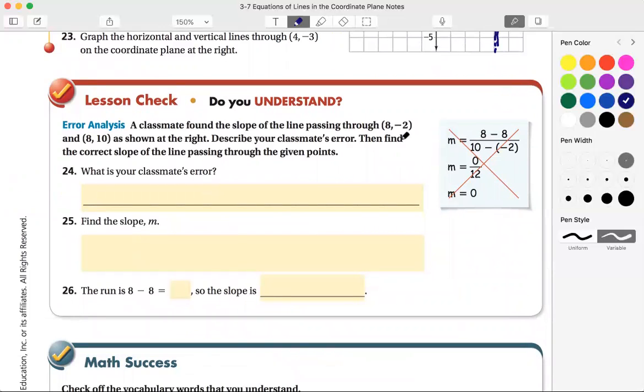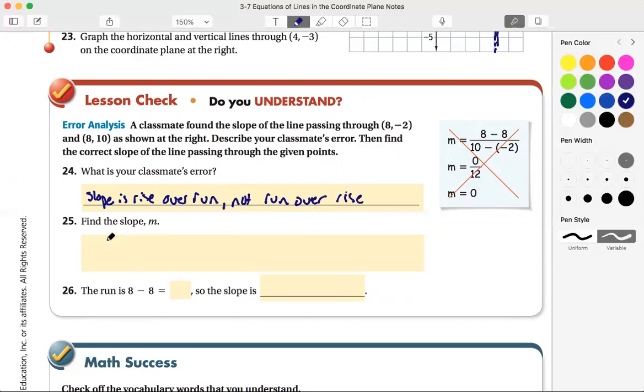Okay, so a classmate found the slope of a line passing through (8, -2) and (8, 10) as shown to the right. What happened? What went wrong in this classmate's error? All right, so what did the classmate do wrong? So how about this? Slope should be rise over run, not run over rise. So they flipped it.